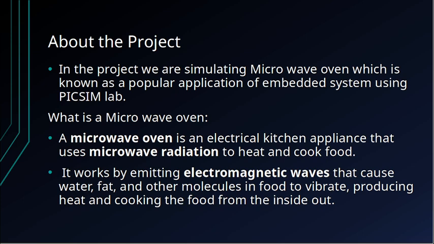And coming to this project, as we included in our thumbnail that it is a microwave oven, let's dive into the deeper parts of this project. In this project, we are going to simulate the microwave oven, which is a popular application of embedded systems, using PIC Lab. What is a microwave oven? A microwave oven is an electrical kitchen appliance that uses microwave radiation to heat food. It works by emitting electromagnetic waves that cause the water, fat, and other molecules in the food to vibrate, producing heat and cooking the food from the inside out.